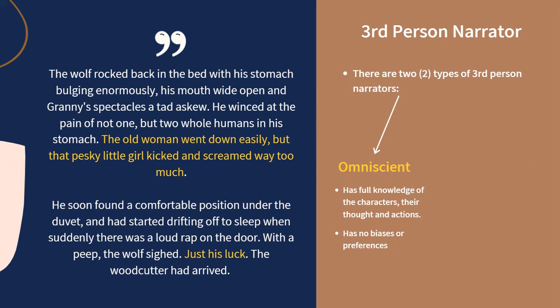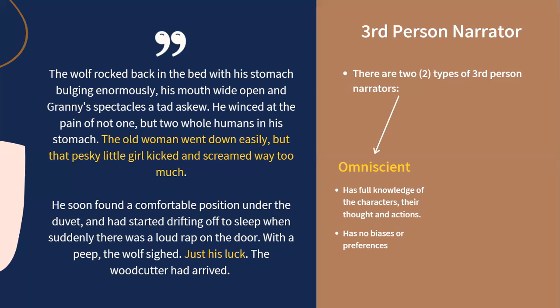Now, in order to better understand what the third person narrator does or looks like, we can look at the two types of third person narrator. And this is the omniscient narrator, who has full knowledge of the characters and their thoughts and actions. They have no biases or preferences. And as you can see, I have highlighted an example of an indication of such a narrator.